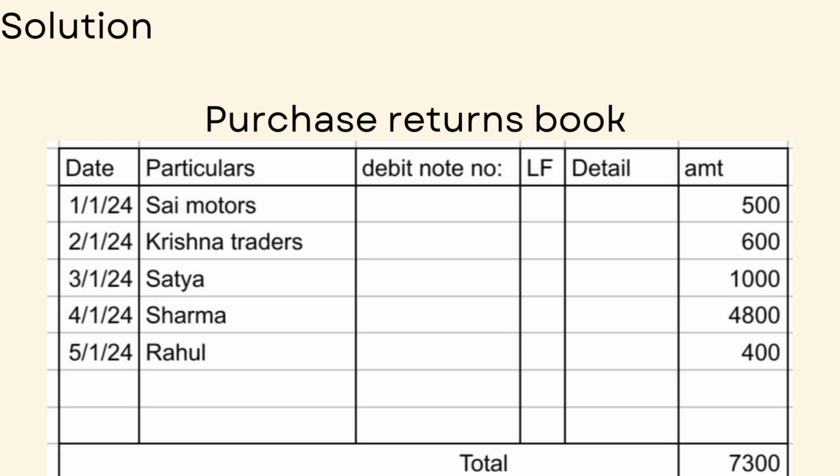So please write names and amounts in the amount column and do the sum, and you'll get a total of rupees 7,300. So whatever you purchased, out of that you are returning to the seller. So he will pay you money. How much returns? 7,300 worth of returns are there. This you need to understand out of the purchase book and purchase returns book. I hope it is clear. Please do keep practicing your textbook problems for better learning.